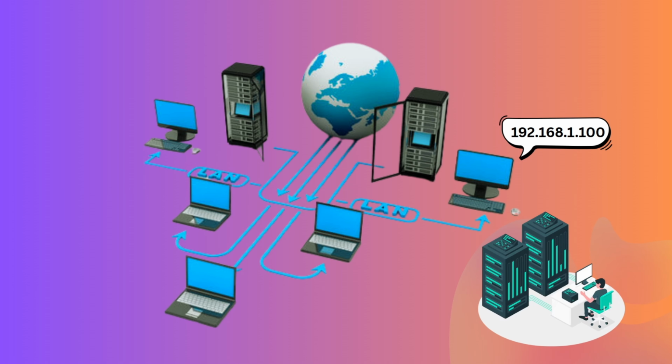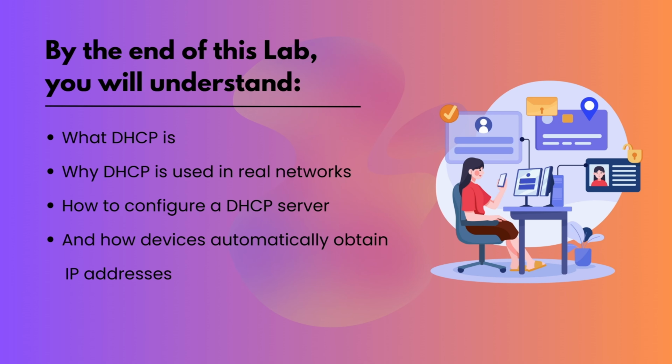Imagine connecting a new computer to a network and it automatically receives an IP address without any manual configuration. How does that happen? That process is handled by something called DHCP, Dynamic Host Configuration Protocol. In today's lab, I will show you how to configure a DHCP server in Cisco Packet Tracer so that devices like PCs and routers can automatically receive IP addresses.